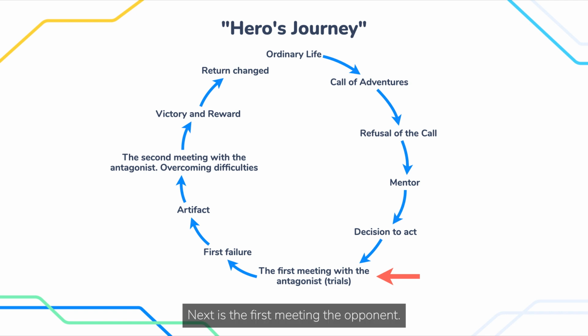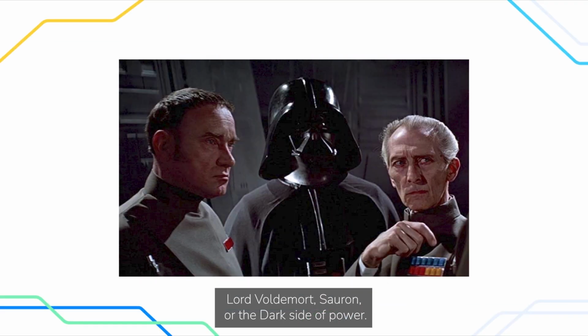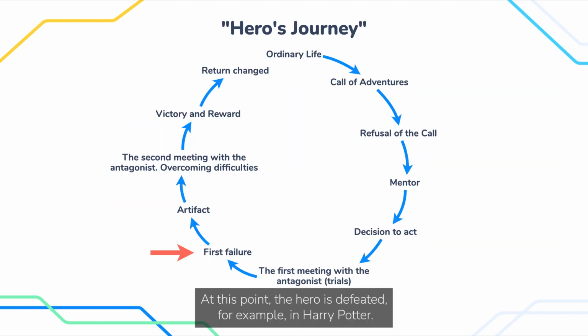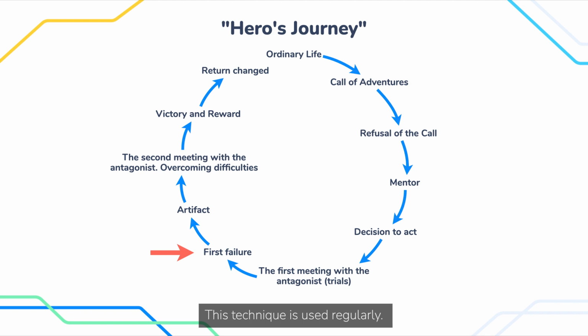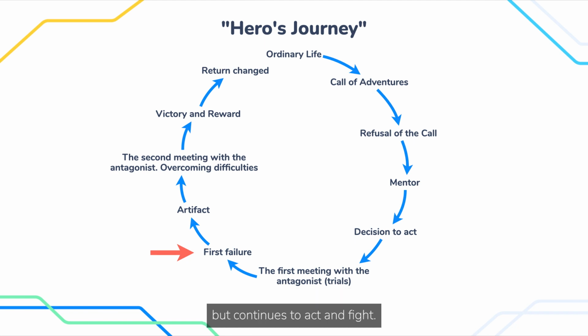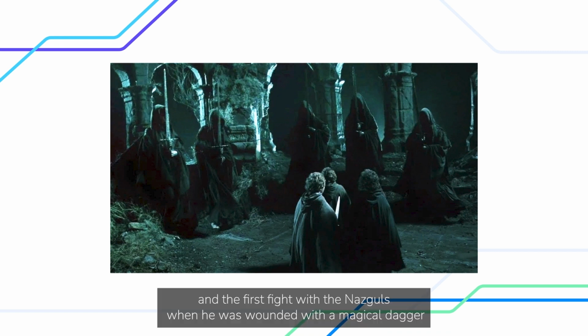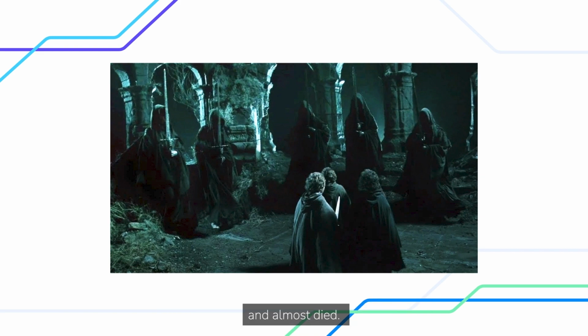Next is the first meeting with the opponent. In various films, the opponent is a negative character, Lord Voldemort, Sauron, or the dark side of the Force. But in your life, it can be various difficulties, challenges, situations that you fight and overcome. At this point, the hero is defeated. For example, in Harry Potter, this technique is used regularly. The hero begins to act, faces difficulties, and is defeated, but continues to act and fight. If we talk about Frodo, this is his meeting with Aragorn, and the first fight with the Nazgûl, when he was wounded with a magical dagger and almost died.